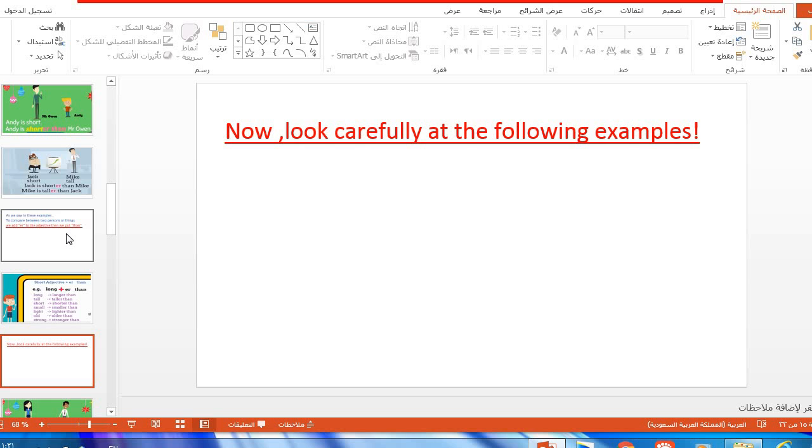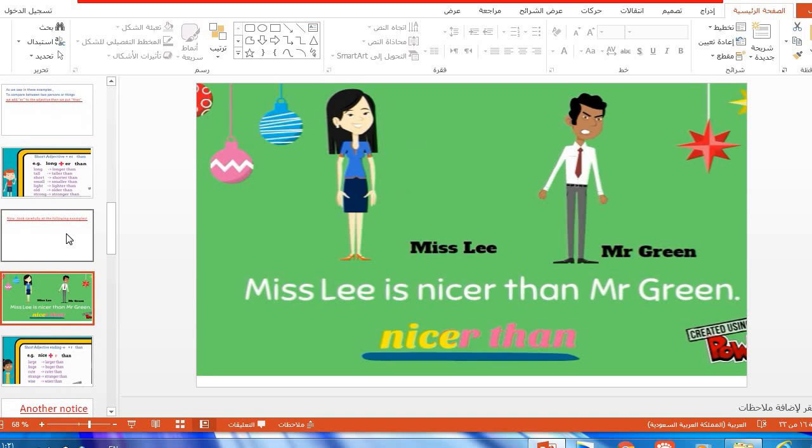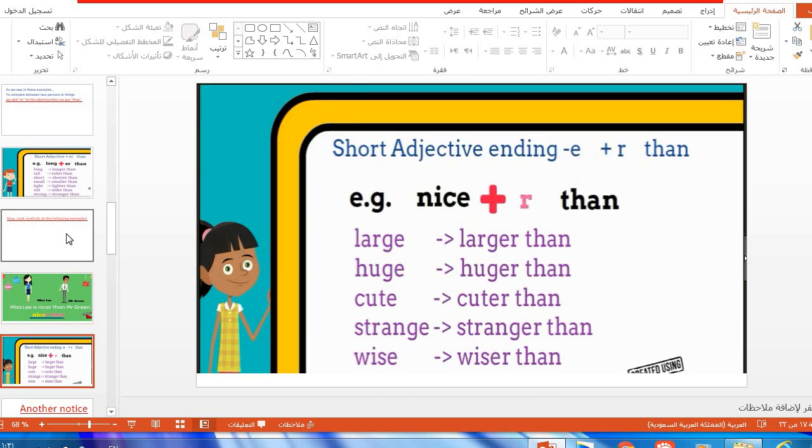Now look carefully at the following examples. Miss Lee is nicer than Mr. Green. Nicer than. Look at the adjective nice. It ends in E, so we add only R to it. So if the short adjective ends in E, we add only R, like large, larger than, huge, huger than, cute, cuter than, strange, stranger than, wise, wiser than.